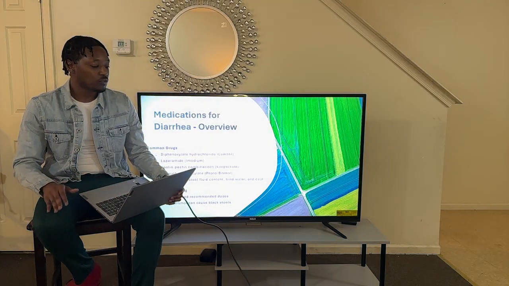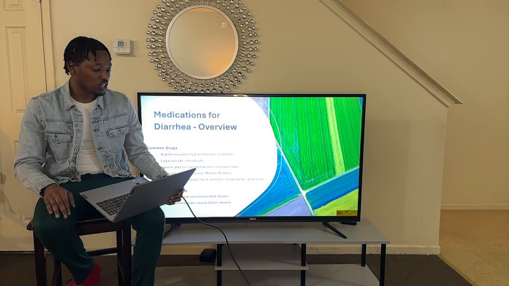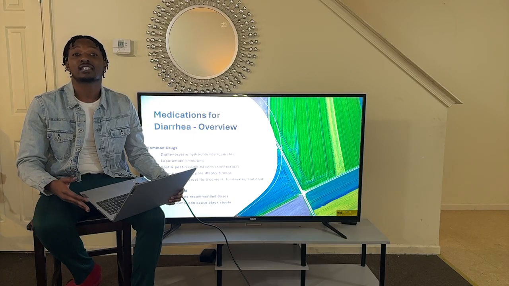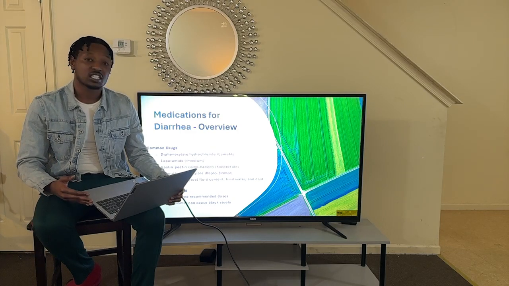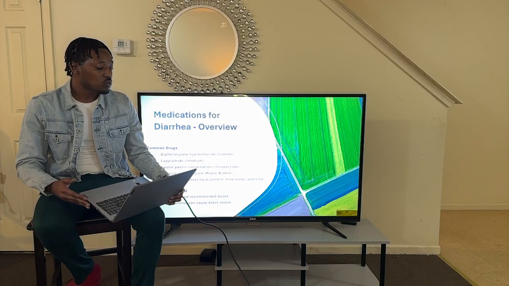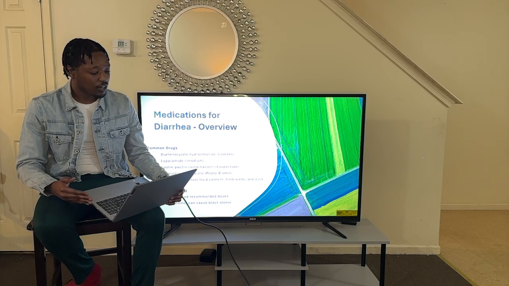Some medications for diarrhea. Some common drugs include diphenoxylate hydrochloride, which is Lomotil, loperamide, which is Imodium, and some kaolin pectin combinations. Please excuse the way I'm pronouncing some of these medications because medications in their generic form are very difficult to read. Some actions would include to decrease fluid content, to bind water, and to coat the mucosa of the stomach.